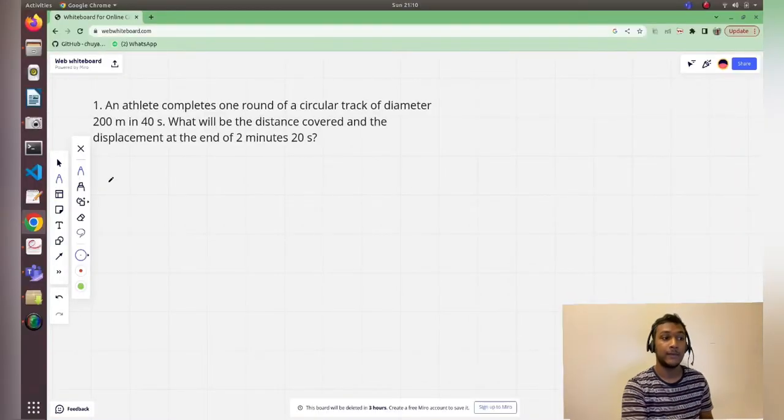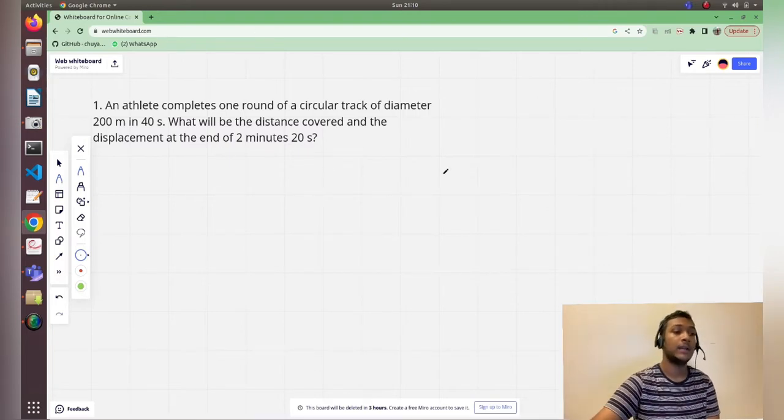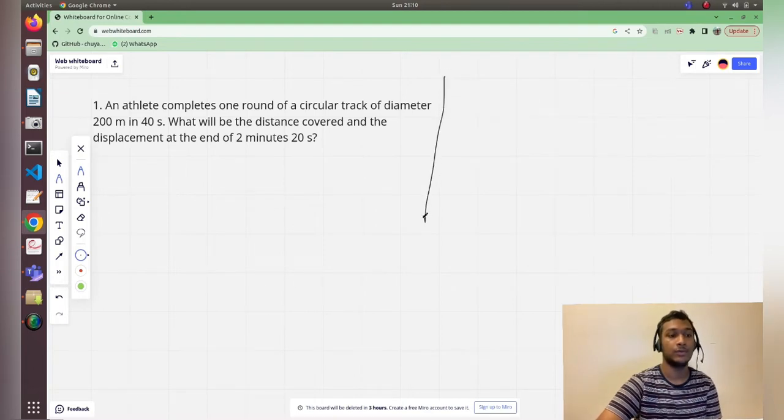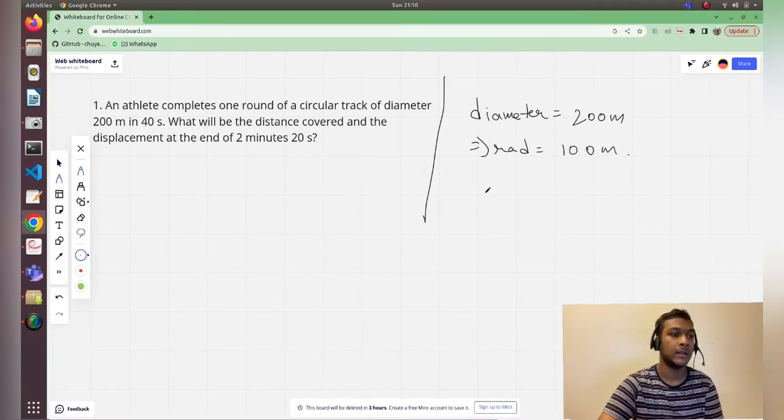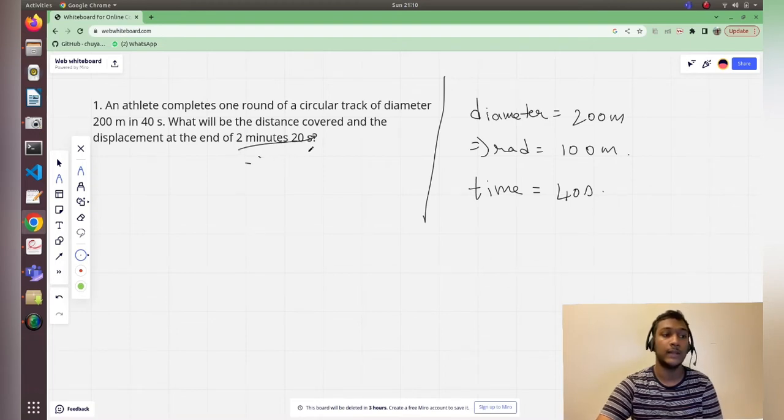As I've already said before, whenever you're solving a numerical, please try and write down all the knowns, all the values that are given to you. An athlete completes one round of a circular track of diameter 200 meters in 40 seconds. So, what is the diameter? Diameter is equal to 200 meters, which implies that the radius is equal to 100 meters. Right. And time is equal to 40 seconds. What is the distance covered and the displacement at the end of 2 minutes 20 seconds?